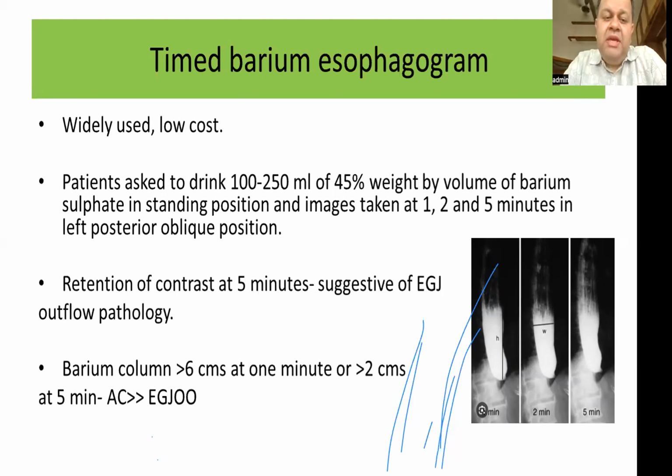Usually, there should be retention of contrast at 5 minutes, which suggests that there is an EGJ outflow pathology. If there is no pathology, the barium would be cleared from the esophagus within the first 2 minutes. If the barium column is more than 6 centimeters at 1 minute and more than 2 centimeters at 5 minutes, it favors achalasia cardia more than EGJ outflow obstruction. This has been found in one of the studies. However, we do not have Indian data to substantiate it. So if there is impaired esophageal clearance on a timed barium esophagogram at 5 minutes, it gives us good supportive evidence for the diagnosis of EGJ outflow obstruction.